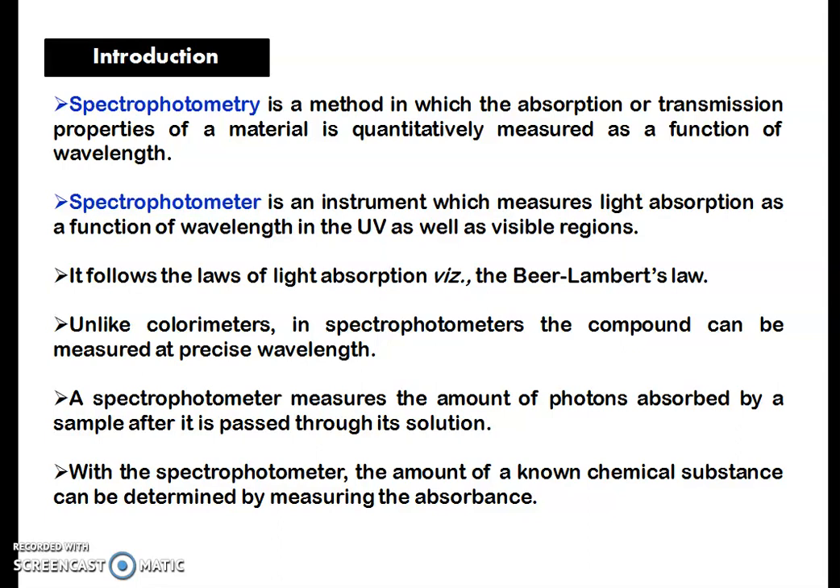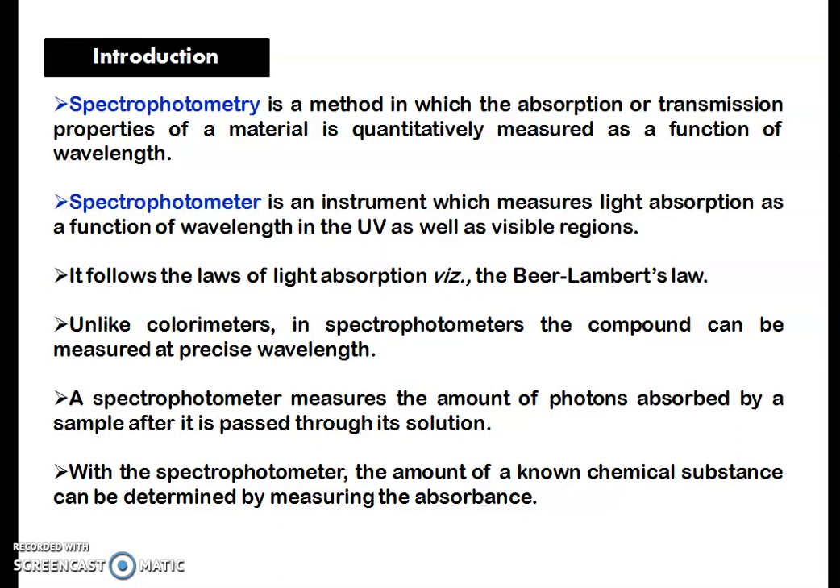Unlike colorimeters, in spectrophotometers, the compound can be measured at a precise wavelength. In colorimeters, we can measure only a range of wavelength, while in spectrophotometers, we can measure at the precise wavelength. A spectrophotometer measures the amount of photons absorbed by a sample after light is passed through its solution.